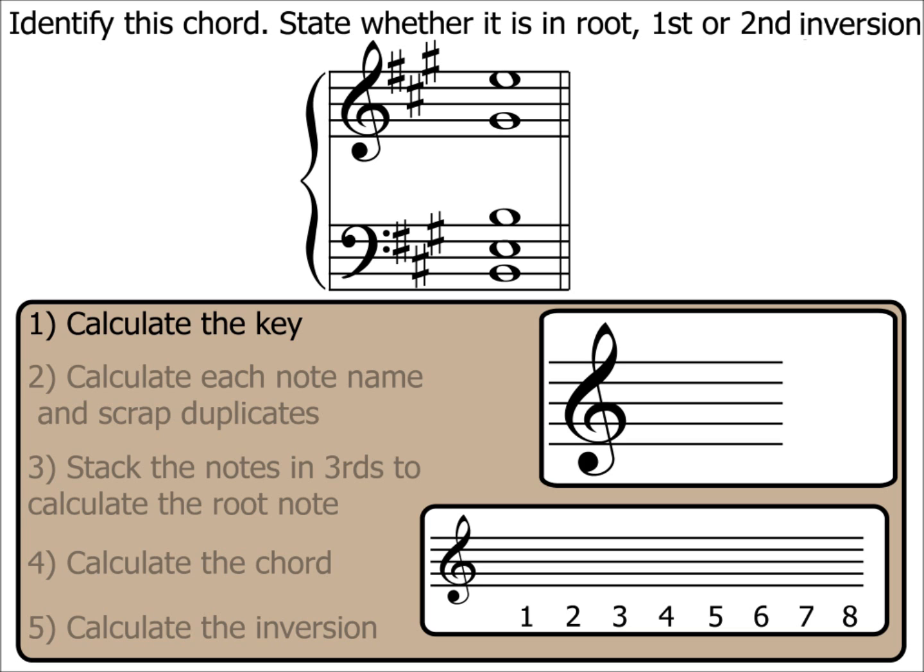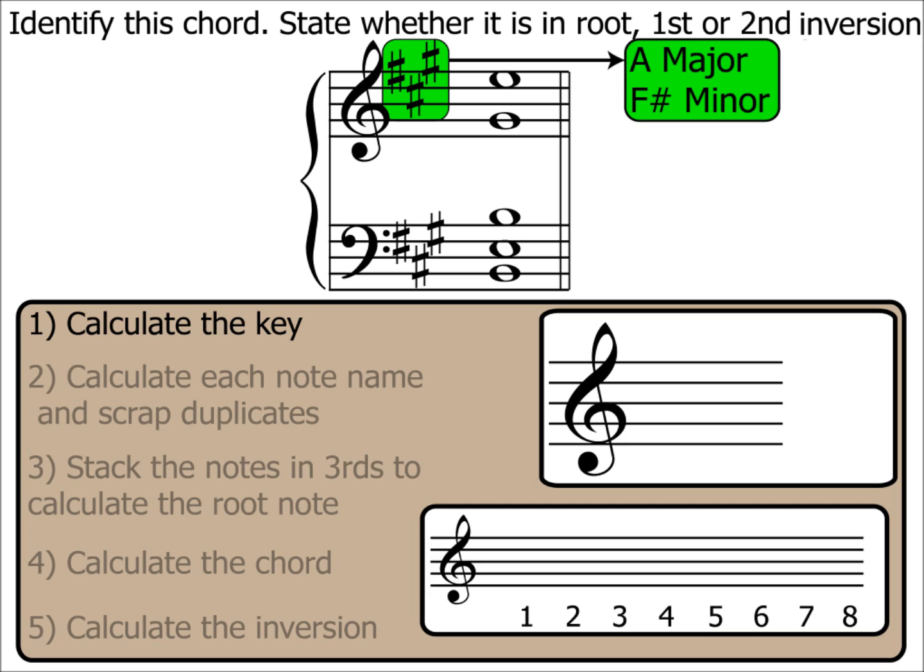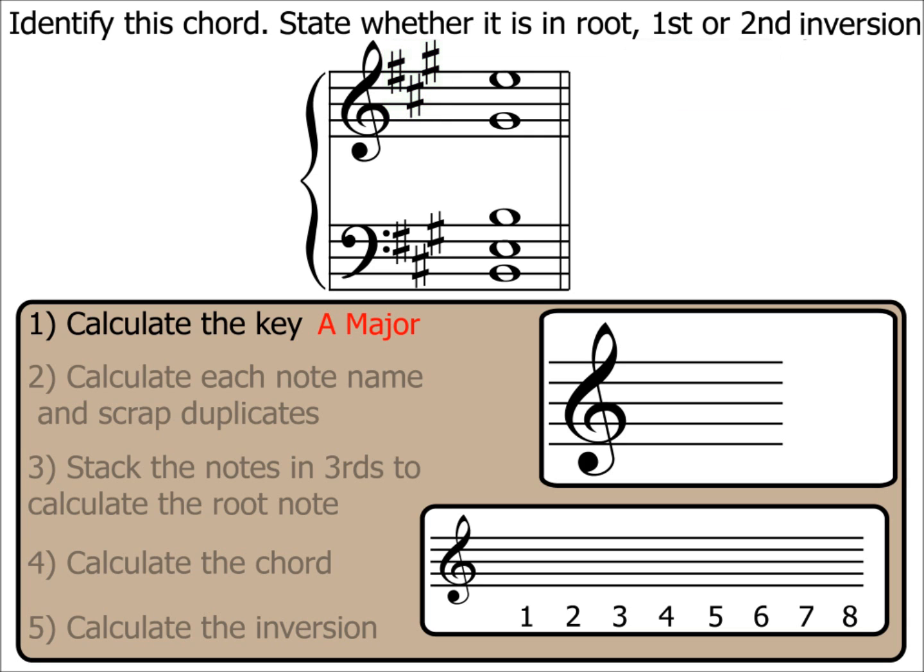So let's work through our instructions. Step 1, calculate the key. Well, the key signature has 3 sharps, meaning that we could be in A major, or F sharp minor. This is where knowledge of minor scales is invaluable. If we were in F sharp minor, we'd expect to see an E sharp, as it would be the raised 7th. As there is no E sharp, we can safely say that we are in A major. Have a look at my videos on minor scales if you need any help with understanding this. Make a note of the correct key.